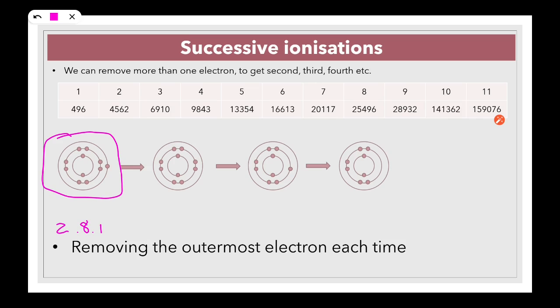And what we can say is we're going to remove 1 electron. And removing that 1 electron, that's the first IE, that's going to take 496 kilojoules for every mole of these. Okay, in the gaseous state, remember?